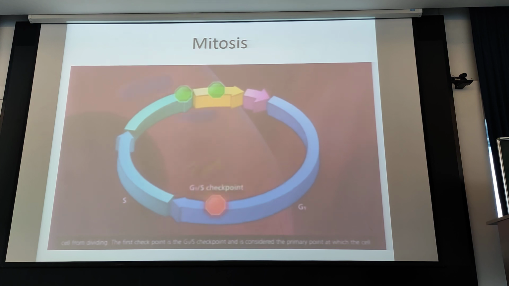The first checkpoint is the G1/S checkpoint, and is considered the primary point at which the cell cycle continues or stops. External signals and growth factors can influence the cell cycle and affect the progress at or before this critical checkpoint. The G2/M checkpoint allows cells that have successfully completed all three phases of interphase to begin mitosis. The last checkpoint is the spindle checkpoint, ensuring that all chromosomes have attached to the spindle in preparation for anaphase.